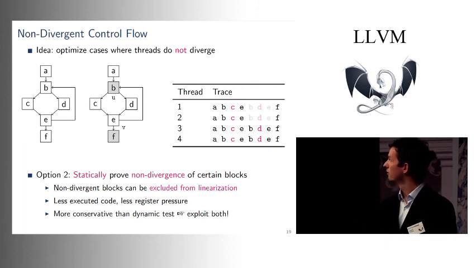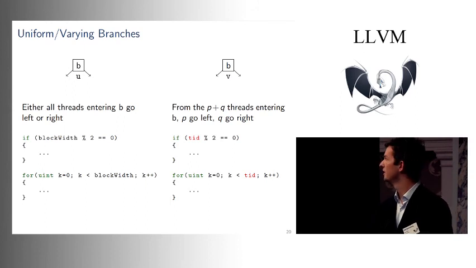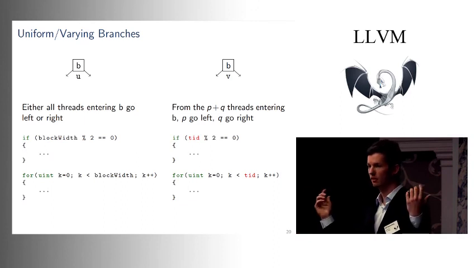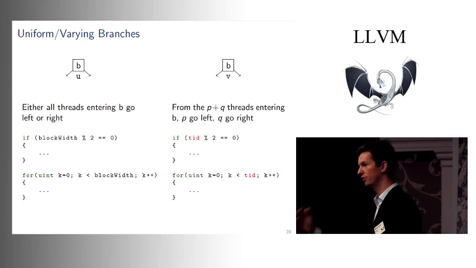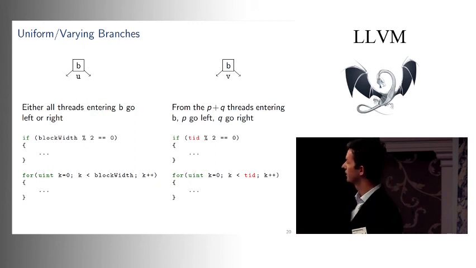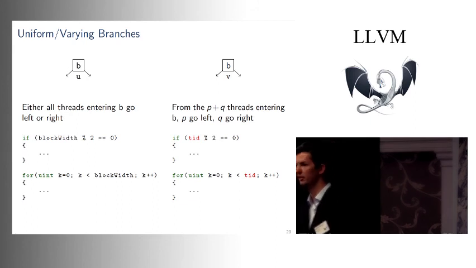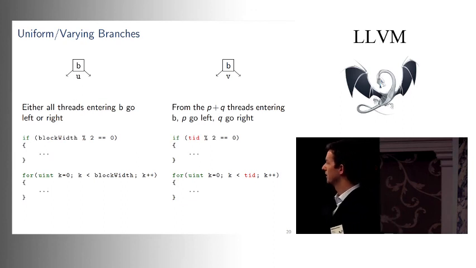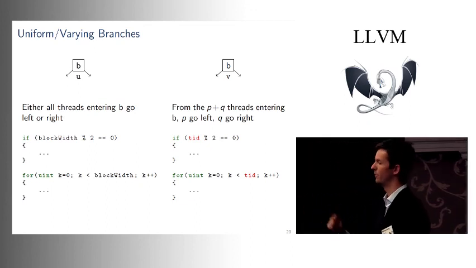So I'm going to try to give you a small idea of how the analysis is working. First thing important here is we have a notion of uniform and varying branches. Uniform means that all threads are always going into the left or right direction, so there's no divergence whatsoever. For example, if you have an if statement that checks if the block width is odd or even, which is uniform, it's always the same for all threads, because block width is a constant parameter. And the same if you have that in a loop as we have it in the DCT, you know that this loop will always iterate the same amount of time.